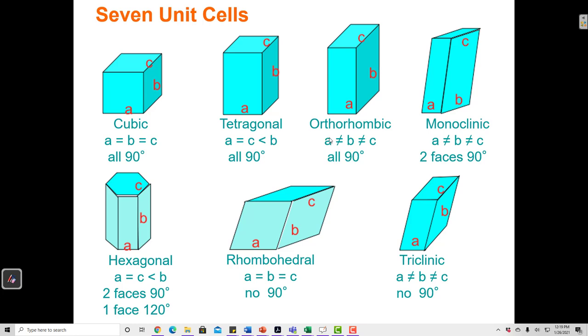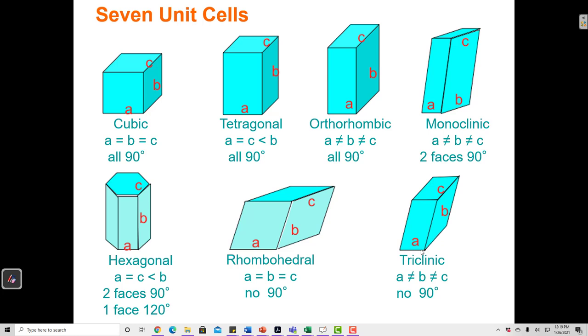All we have to do is describe what are the lengths of A, B, and C, and what are the angles that are inside. So if none of the lengths are the same, but all the angles are 90, we call that orthorhombic. If none of the lengths are the same and none of the angles are 90, we call that triclinic. So this is the kind of information that we get from an X-ray diffraction analysis.